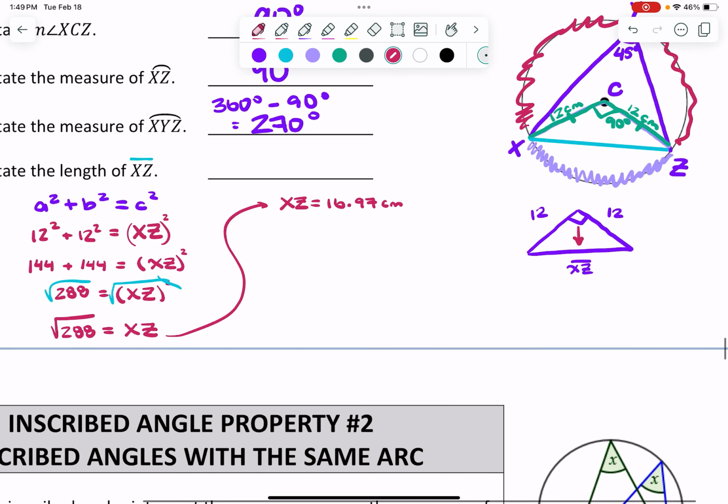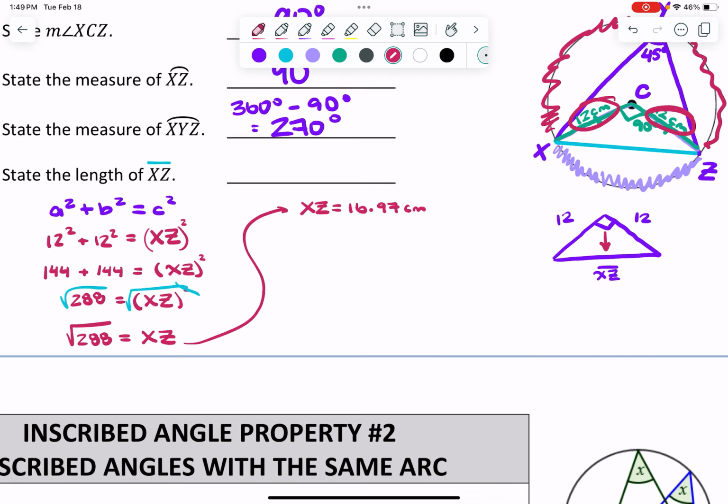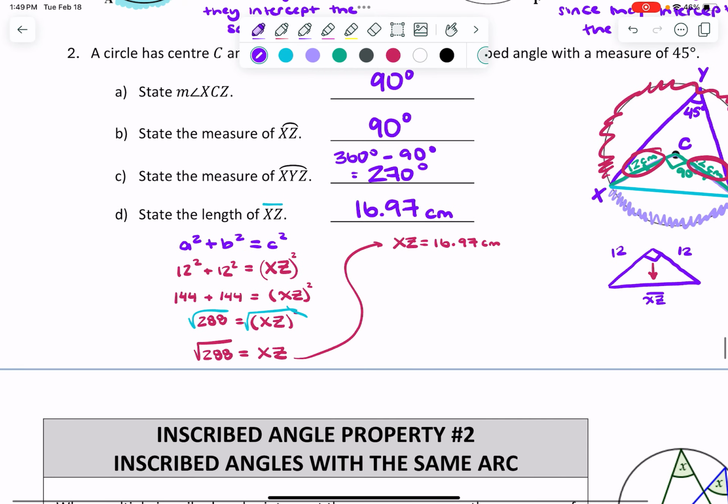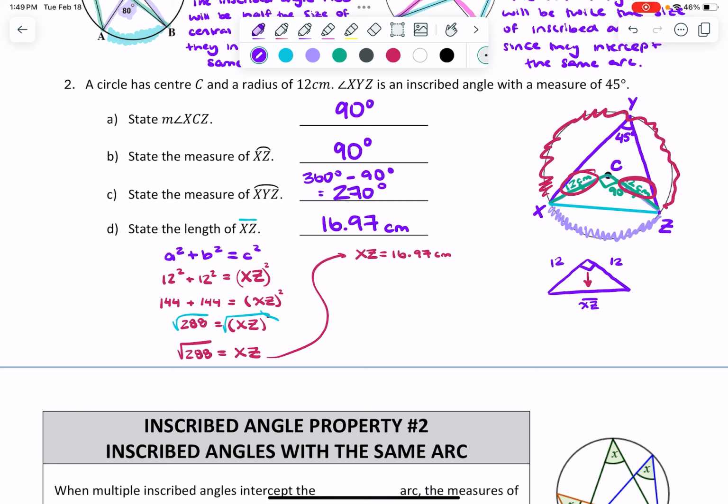Why centimeters? Well, because my radii are given to me in centimeters, which means my final answer will also be in centimeters. So the measure of side length or line segment, XZ, is 16.97 centimeters. So that is property number 1.